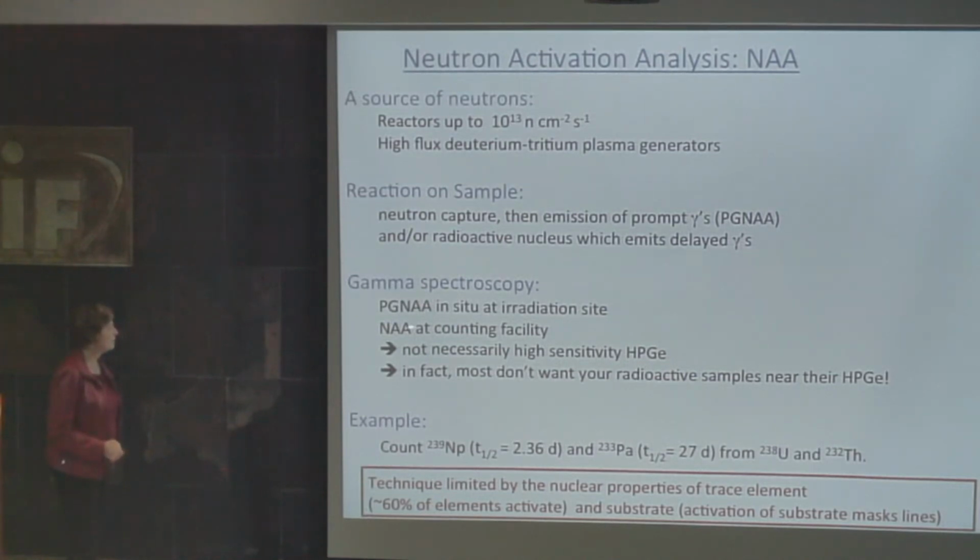You need a bit of radiochemistry, so when you get your sample back, it's hot. You might want to concentrate the material. I mean, you might actually do some chemistry so that whatever the product is that you expect to get from the neutron capture, you concentrate it and put it into your germanium detector. And of course, you don't need a high sensitivity germanium detector because this thing's hot. In fact, you don't want it anywhere near your very high sensitivity germanium detector.